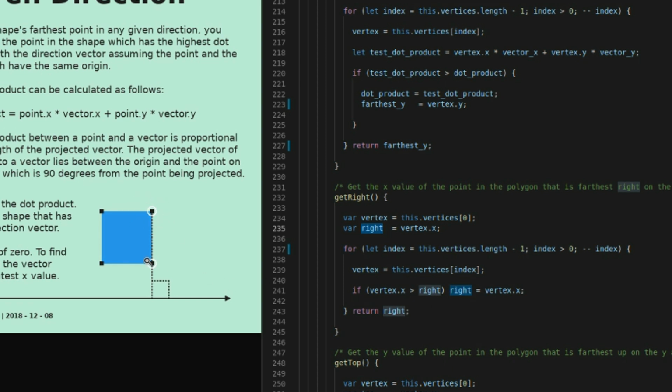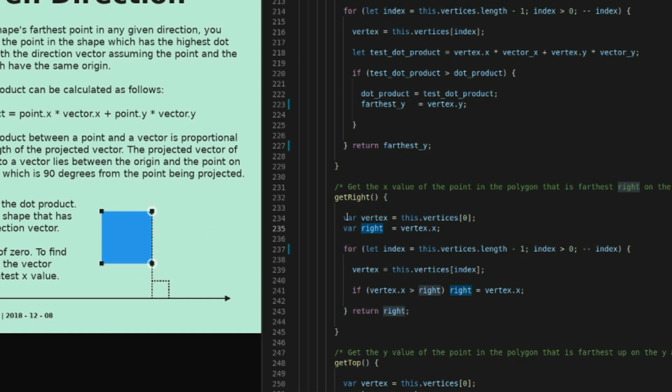We check its x value. It's the same as this, so we don't do anything, but we still have right, and right stores the farthest rightmost x value of all the points in this polygon, and that's how we can get the right side of our hitbox for this polygon.